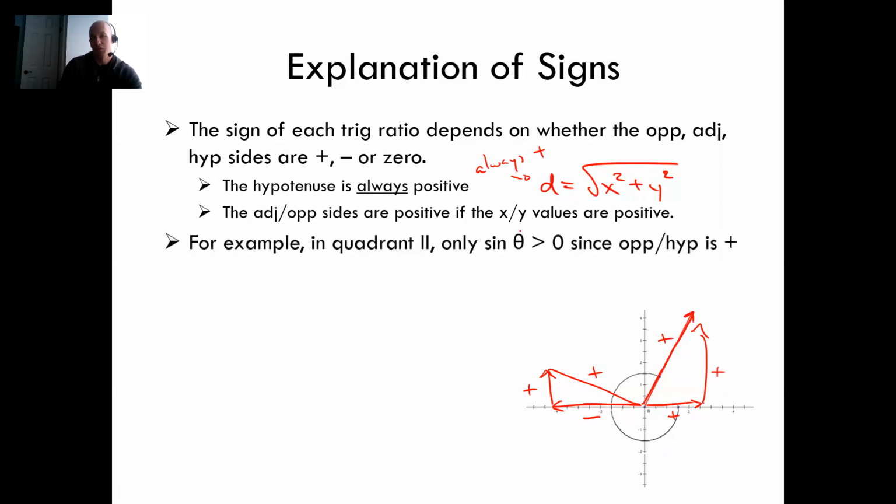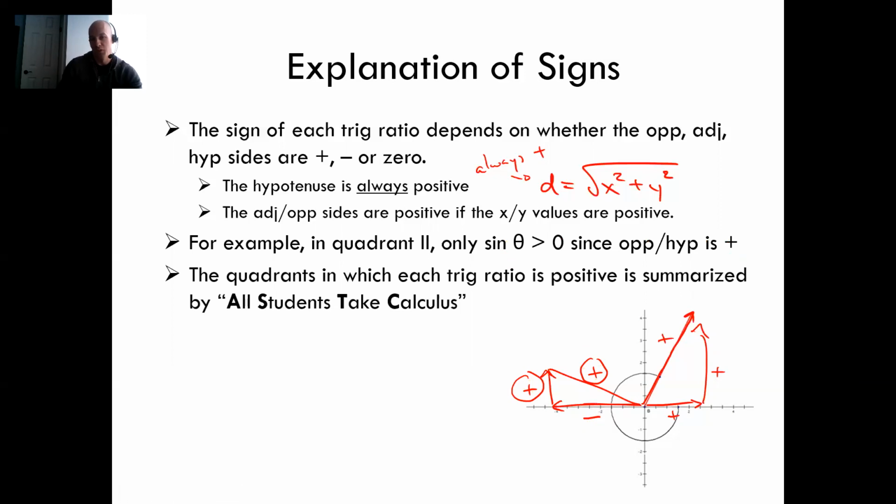So for example, in quadrant 2, only sine is positive because that's the combination here of opposite and hypotenuse, that when you divide a positive opposite by a positive hypotenuse, you get a positive value. Cosine, which would be adjacent over hypotenuse, would be negative because it's negative and positive. And tan, same thing, positive over negative. So sine is positive in quadrant 2 simply because it's the ratio of the two sides that are positive.